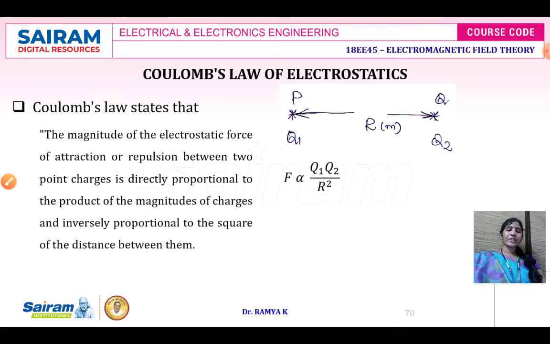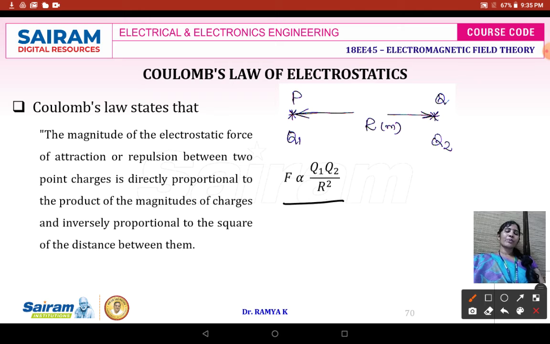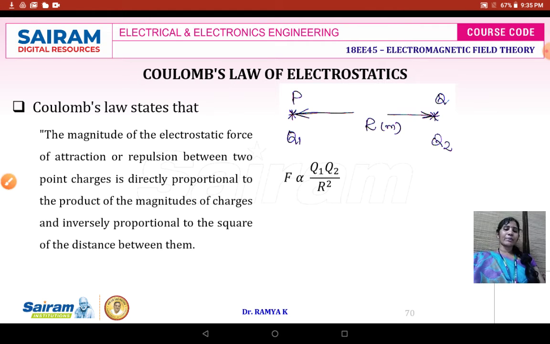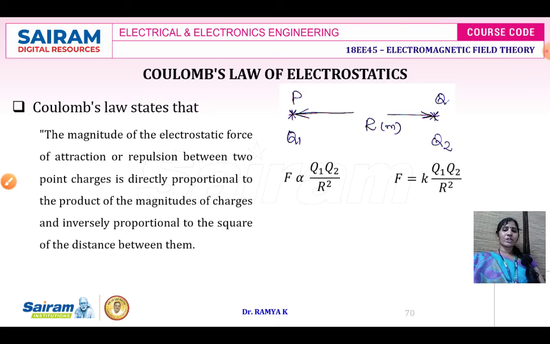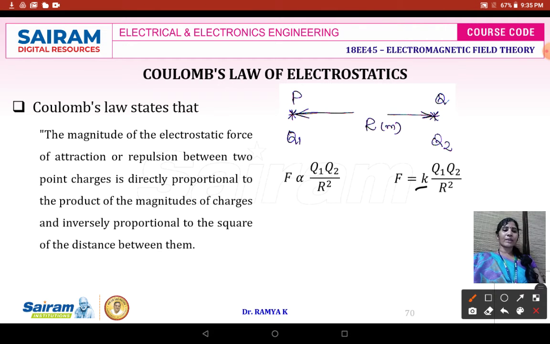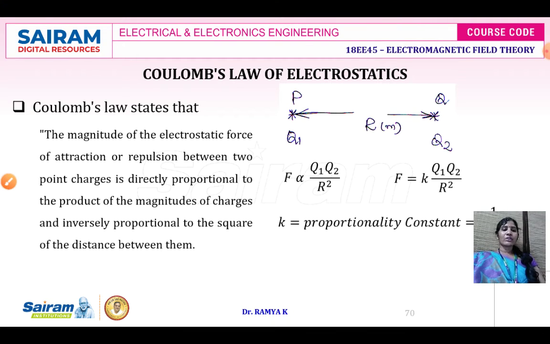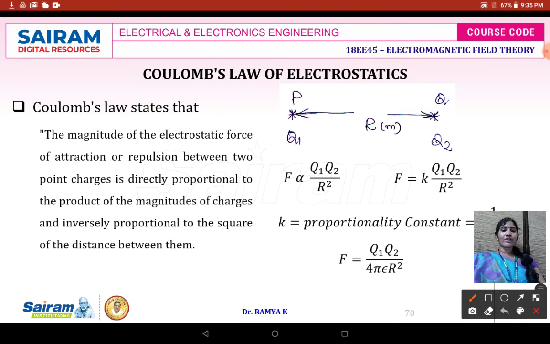So the force of attraction or repulsion is F proportional to Q1 into Q2 divided by R square. To remove this proportionality, we add a parameter called K. The K value is nothing but 1 divided by 4 pi epsilon. Substituting the value of K in this equation, you will get F is equal to Q1 into Q2 divided by 4 pi epsilon R square, where epsilon is nothing but permittivity.